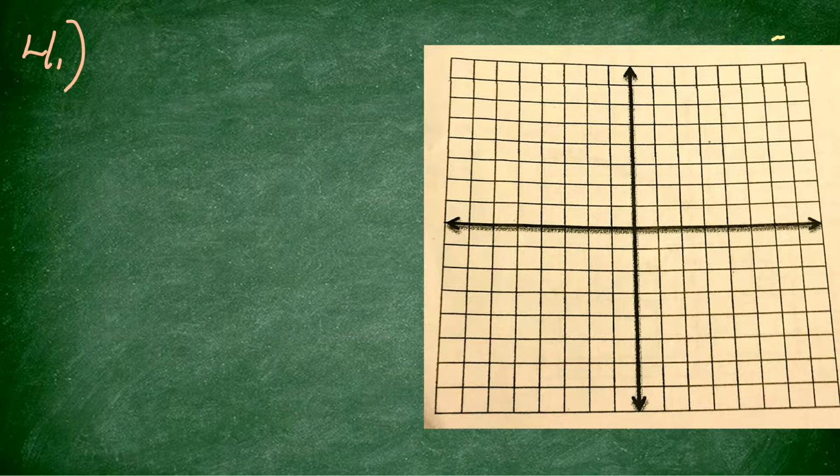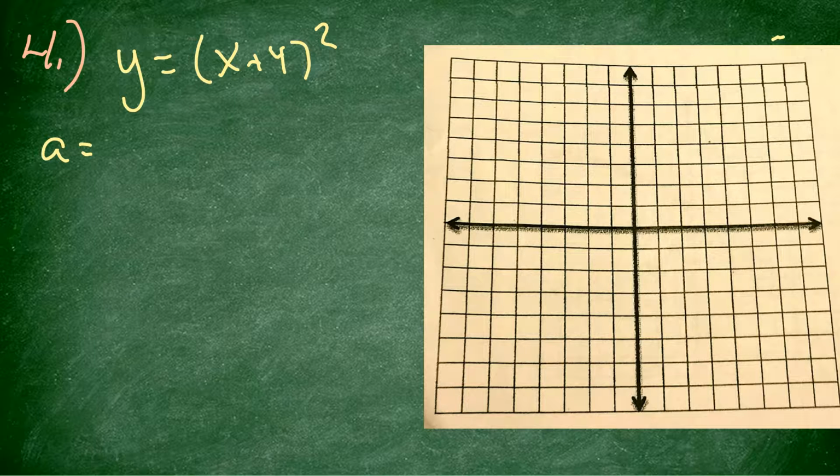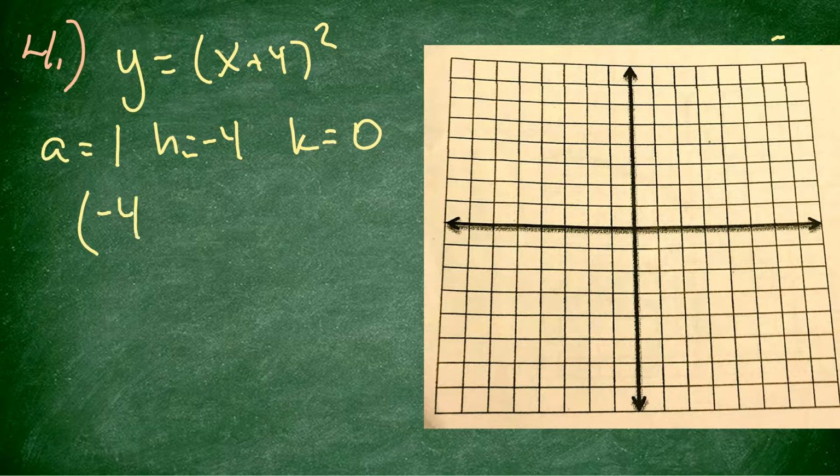Alright, number 4 is y equals x plus 4 squared. I have one set of parentheses, so it's vertex form, so A is 1. H is negative 4 because I don't trust anybody hanging out with their x. K is 0 because there's nobody there. My vertex is negative 4, 0, so I go left 4 and put a dot, and then I put a dotted line through there.